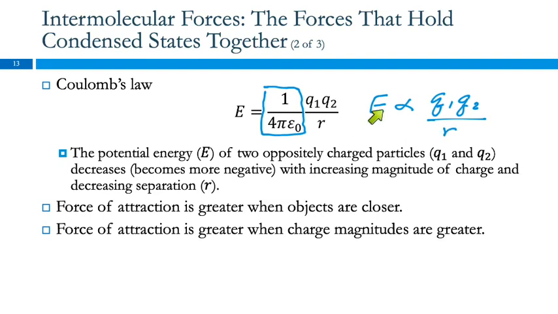The potential energy E of two oppositely charged particles, and the charges are Q1 and Q2, decreases. It becomes more negative. They become more attracted with higher charges and with decreasing separation. This is the separation between the particles. So stronger charges, smaller distance, will give us a more negative potential energy. And again, negative potential energy is good. Things are going to go to the lowest potential energy. So when things are close together, we get the best attraction, and when the charge magnitudes are larger, we get the best attraction.